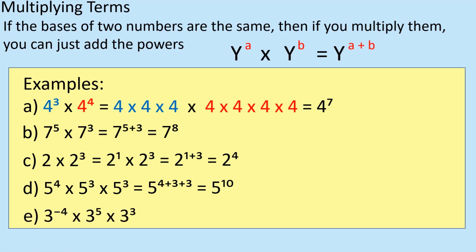And then even with negative numbers, the rules still apply. We haven't looked at negative indices in this particular lesson, but there is another one which is about negatives. If you stick to the rules rigidly, you shouldn't have a problem. It's going to be minus 4 plus 5 plus 3, which is going to be 4. So it's going to be 3 to the power 4. I'm pretty sure that that's absolutely right. Okay, so that is multiplying terms.